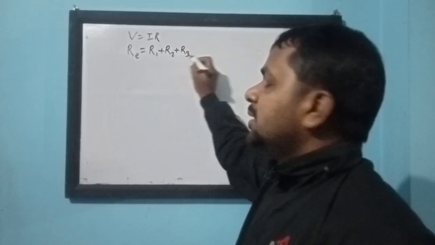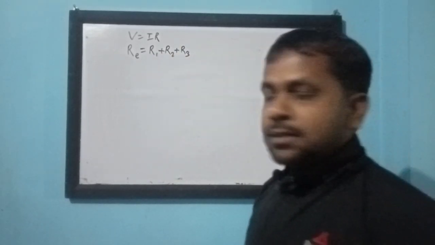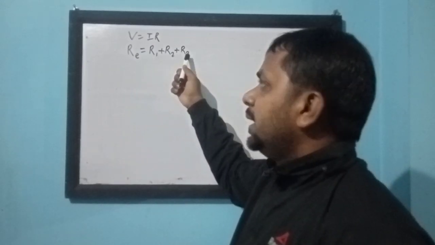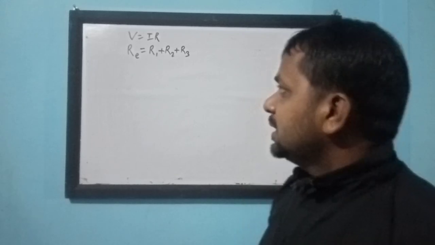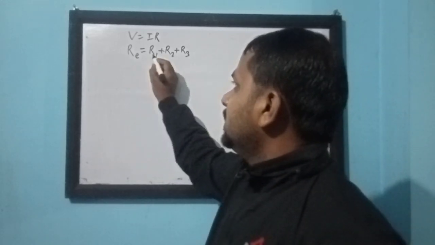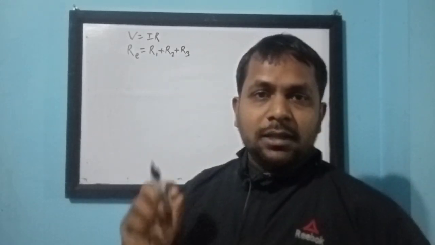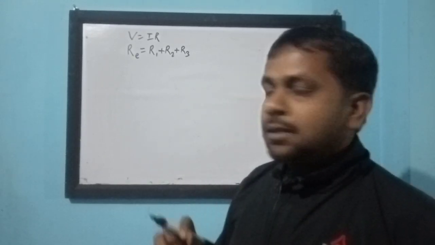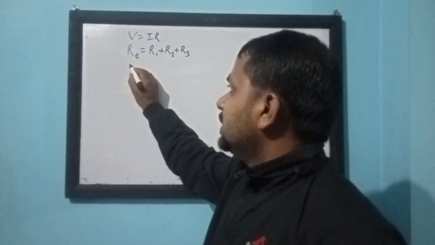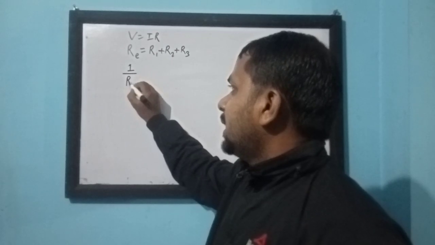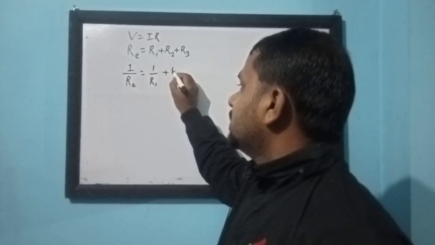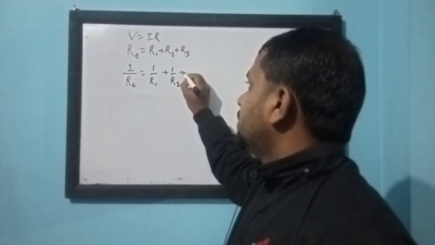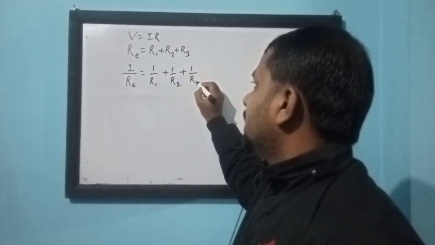How many resistors are added in a series? All the resistors will be added to find out the equivalent resistance. Similarly, if these resistors are combined in a parallel, then the equivalent resistance Re can be calculated like this: 1 by R1 plus 1 by R2 plus 1 by R3.